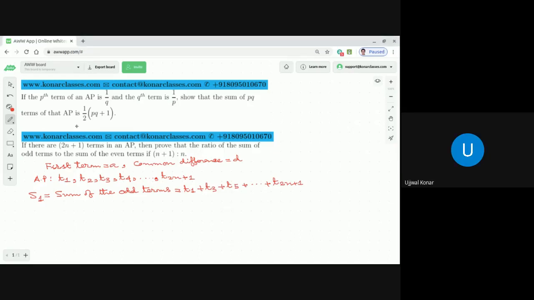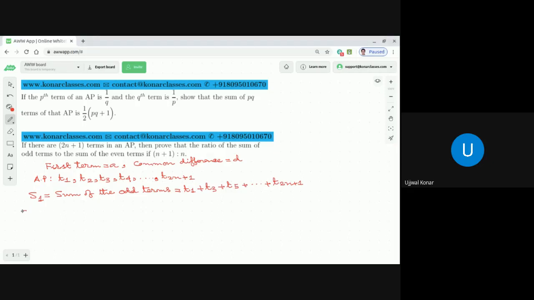Just take a small example. Suppose we take T1, T2, T3. 3 terms. How many odd terms are there? 2, no? Similarly, you take T1, T2, T3, T4, T5. That is where n is equal to 2, 2 into 2 plus 1. How many odd terms are there? 3: T1, T3, and T5. Got it, no? So we see there are n plus 1 odd terms.